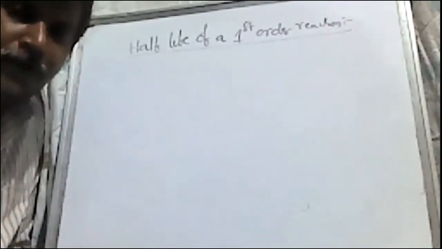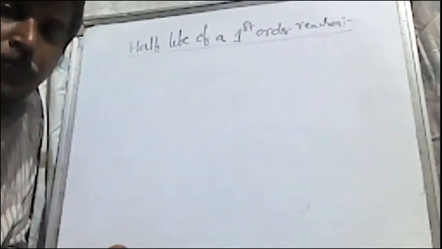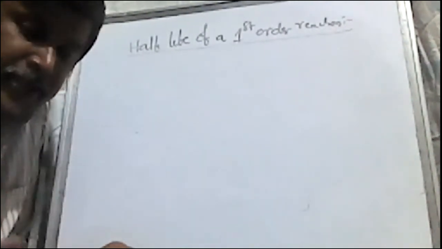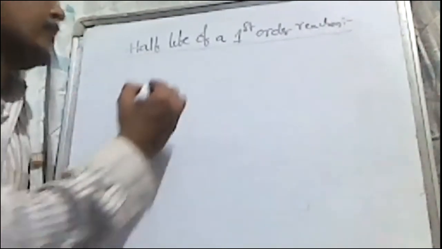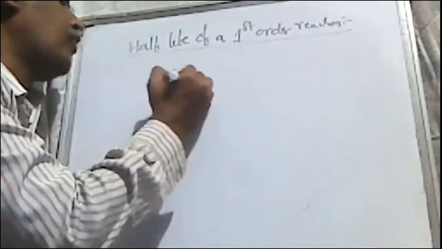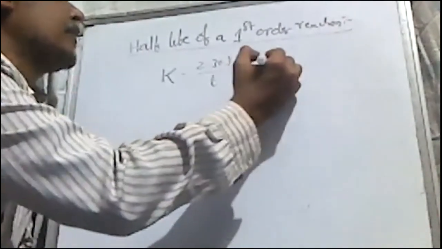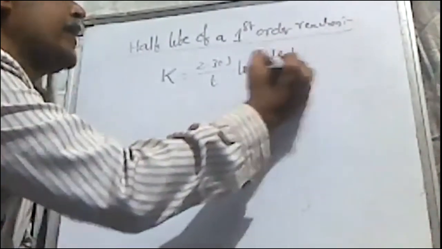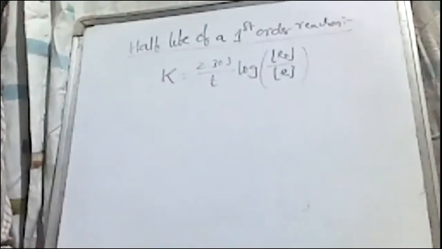Already we have seen what the half-life is. Half-life is the time required to reduce the concentration of reactants to half of its initial value. So it is denoted by t half. From the previous one, what is the rate constant expression? k is equal to 2.303 by t into log r naught by r. This is the expression for the rate constant of a first order reaction.